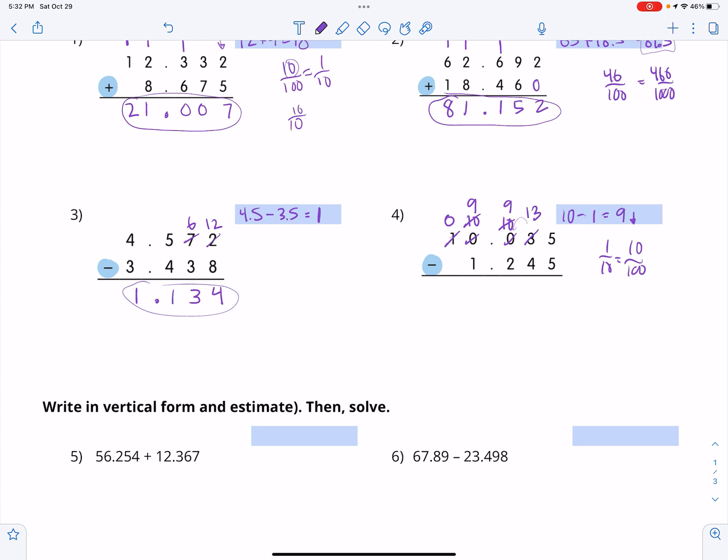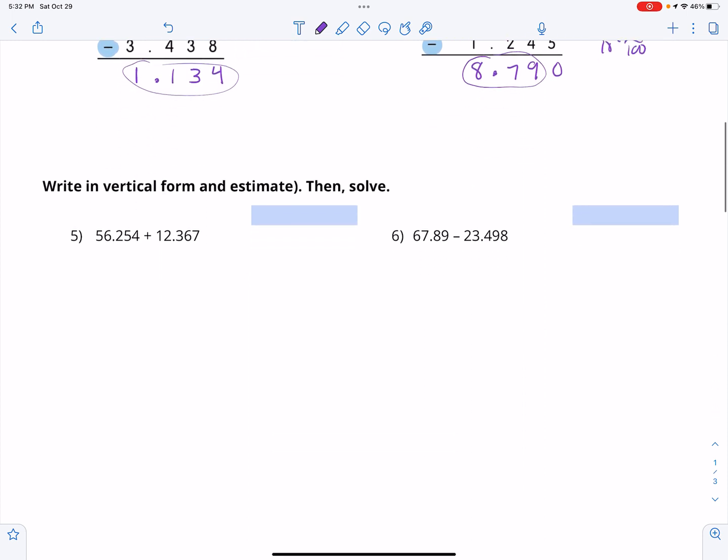5 minus 5 is 0, 13 minus 4 is 9, 9 minus 2 is 7, get that decimal down there, and then 9 minus 1 is 8. So my answer is 8 and 79 hundredths, and that is pretty close to 9, but a little bit less.